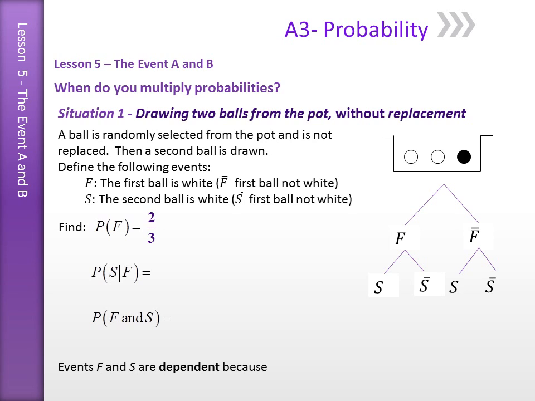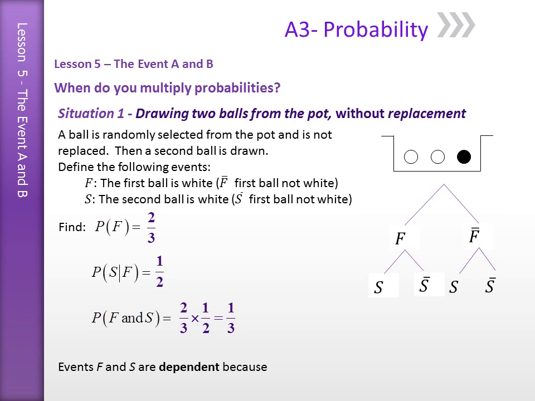Now we're not replacing that first ball, so now we have a new sample space. The sample space now consists of 1 white ball and 1 black ball. So the second part here, we have the probability of the second ball being white given, that's the vertical bar there, given that the first ball is white, would now be 1/2. Now, to find the probability of the first and second would be to multiply those two together. And that would be 2/3 times 1/2, which equals 1/3.